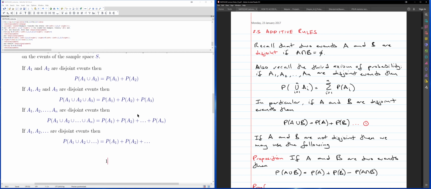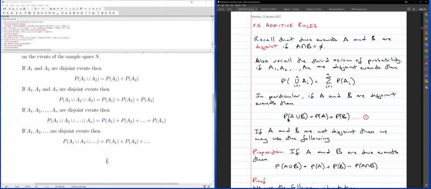All right, so we just saw that if we have two disjoint events such as A and B, then the probability of A union B is equal to probability of A plus probability of B. So that's the same statement over here. Here the events are called A1 and A2, and the probability of the union of disjoint A1 and A2 is equal to probability of A1 plus probability of A2.